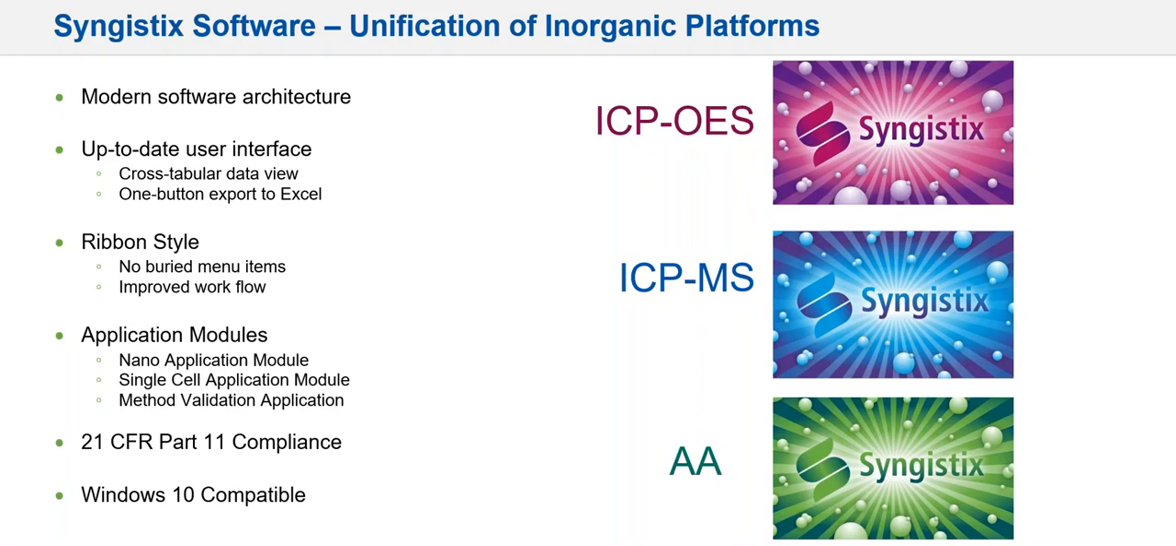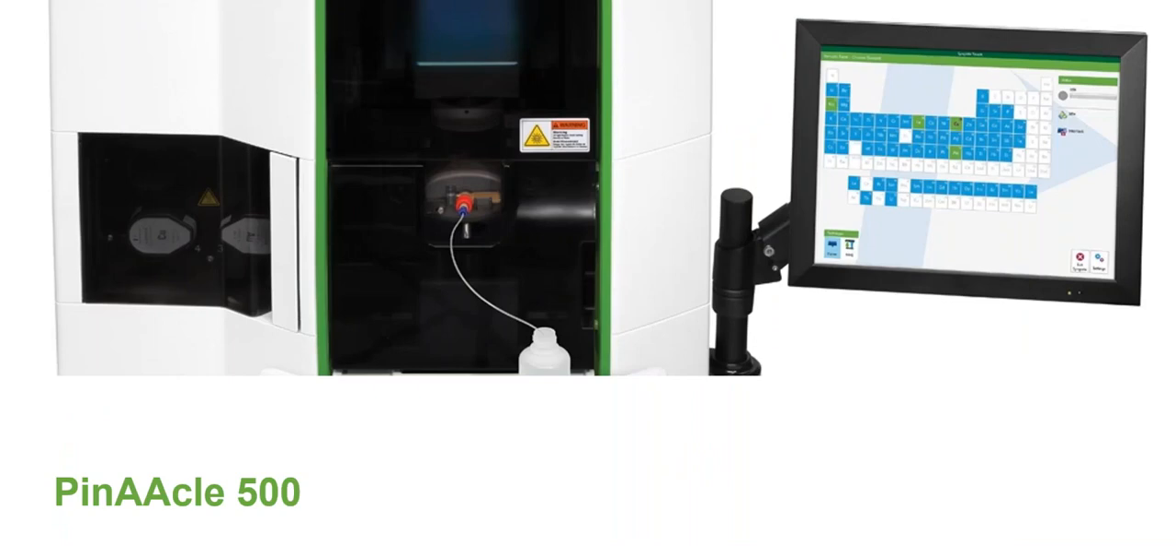For ICP-MS, we have some new application modules for specific research areas: nano, single cell, and method validation, which most labs need to do in some form. So there are method validation calculations and reports that can be created in the software. In addition, for those of you who need 21 CFR Part 11 compliance, there have been a lot of updates in our software offering in the last few years.